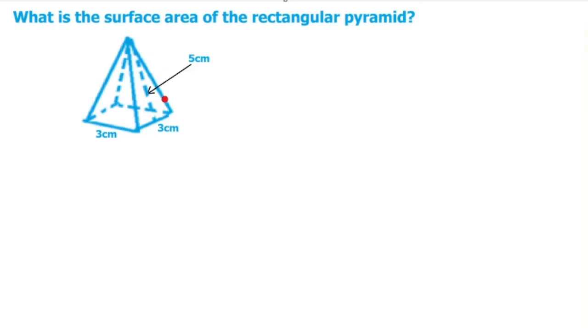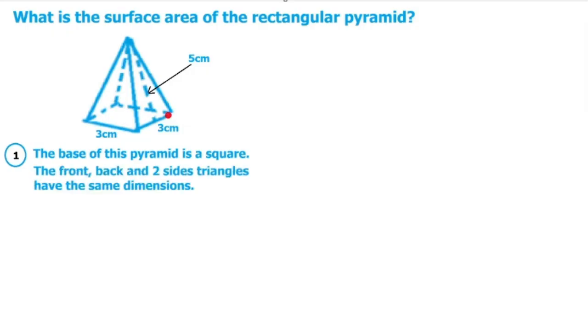Okay, so the base of the pyramid is a square. We've already established that. And then the front, back, and two side triangles have the same dimensions. Because this is a square, these triangles will all be exactly the same. Okay, so these 4 triangles, the front and the back and the two sides, are going to be exactly the same. So we have front, back, side 1, and side 2.